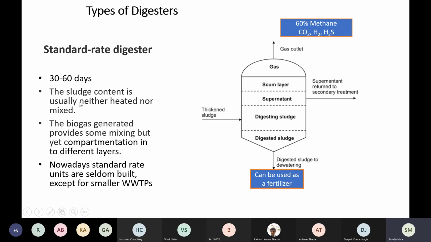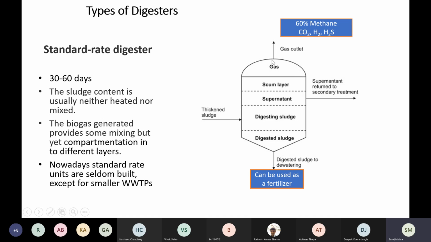The sludge content is usually neither heated nor mixed. So sludge is simply passed in here. There is no further mixing done here. The biogas which is generated as a consequence of microbial activity does provide some mixing, but yet there is compartmentation into different layers. Over a period of 30 days, the digested sludge, being heavier, will move down. Actively digesting sludge will be somewhere here. The supernatant settles here, then the scum layer, and the gases are at the top.